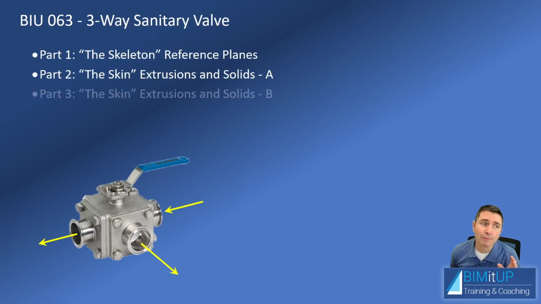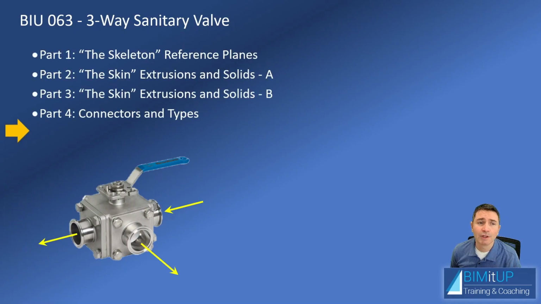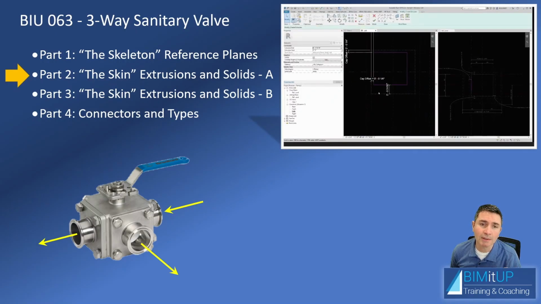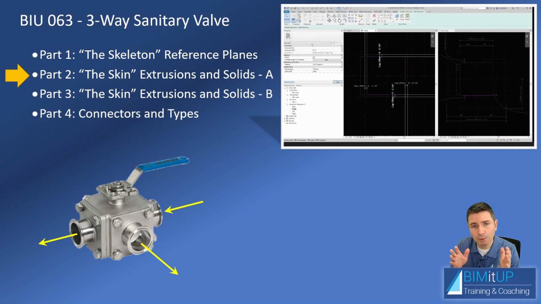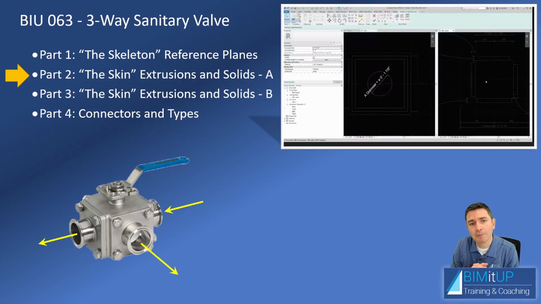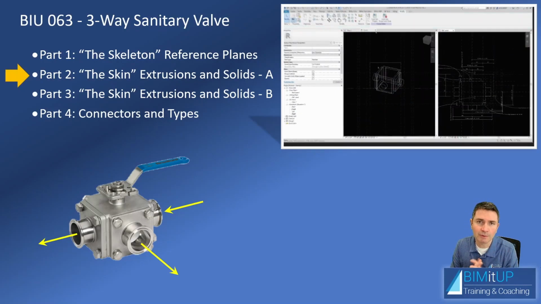This is part of a four-part series. This is going to be part 2, the skin. These are extrusions and solids. Based on the reference planes that we created in part 1, we're going to extrude some solids and use that to generate our geometry.